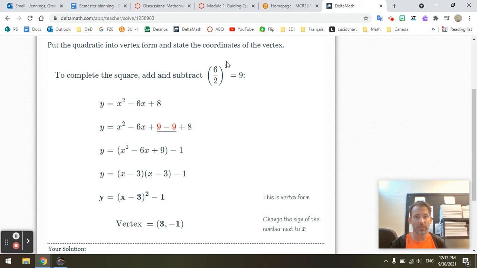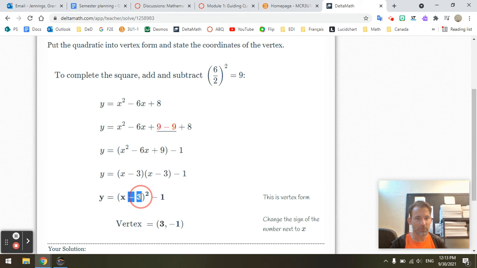I knew to do that because of this. All right, this is a perfect square, so write it as this, or like this. You can probably skip that line. You could just write that line, and then this minus 9 plus 8 is minus 1, and then you get the vertex from that.